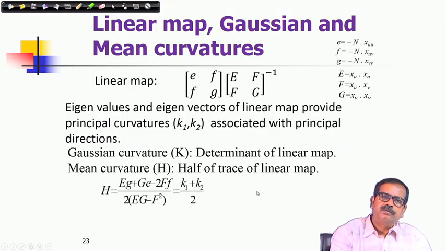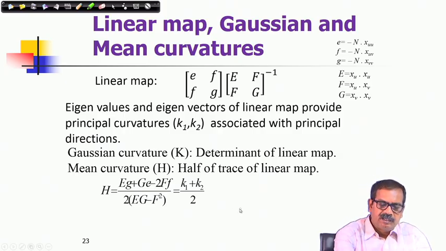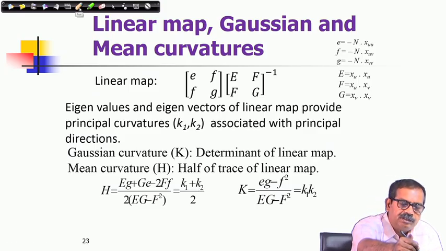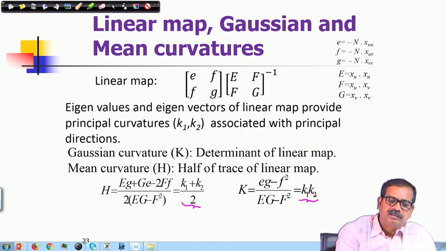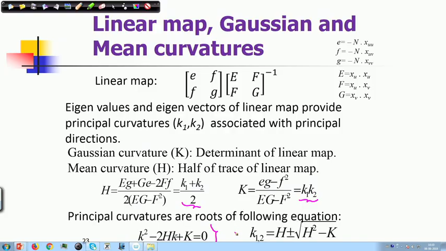So, the expression for mean curvature can be obtained using the parameters of the first fundamental form and second fundamental form, that is given here, and also the expression for Gaussian curvature is given here. You note that this is a very familiar expression which can be related to the theory of quadratic equation. So, we can define a quadratic equation. This is the equation and its solution is also shown here. So, you can also get the principal curvatures given the mean curvature and Gaussian curvature.